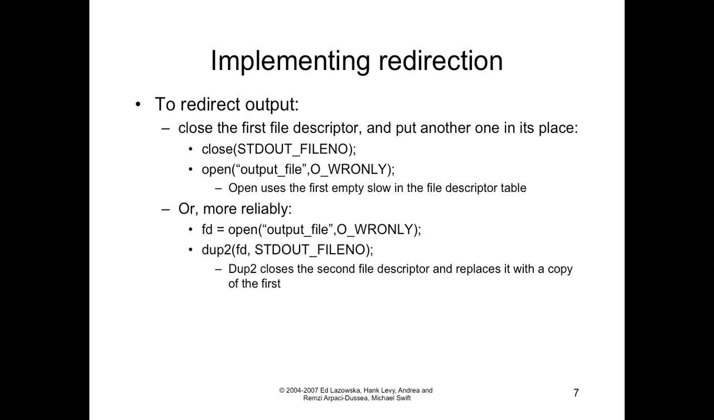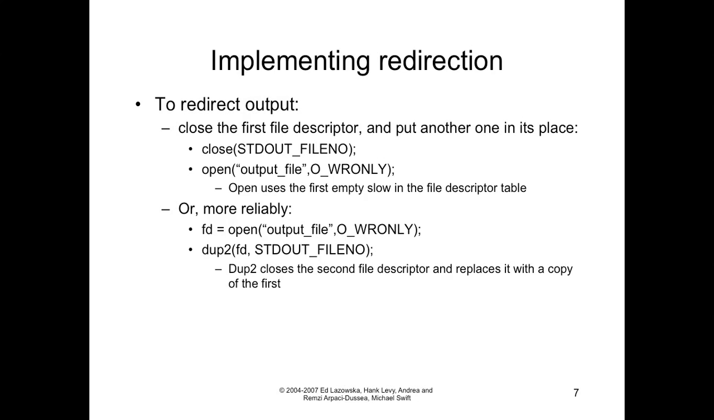The second thing you need to do is open the file that you do want output to go to. So we open the output file, and we need to say that we're only writing to it. Because output is just writing, we don't need to read from it, so we're going to put the flag O_WRONLY, write only.